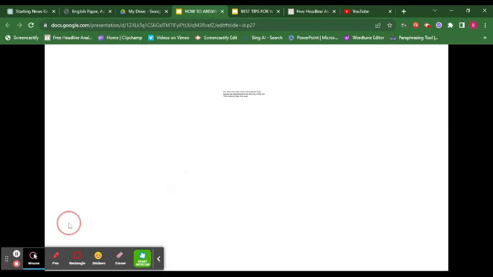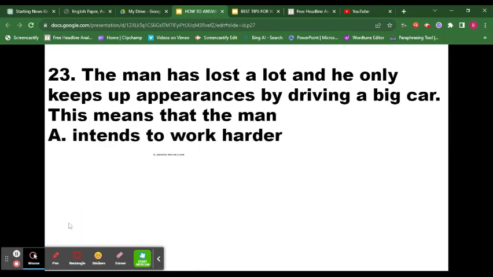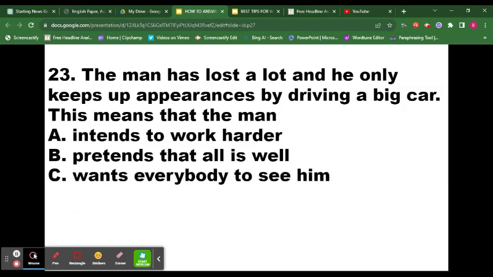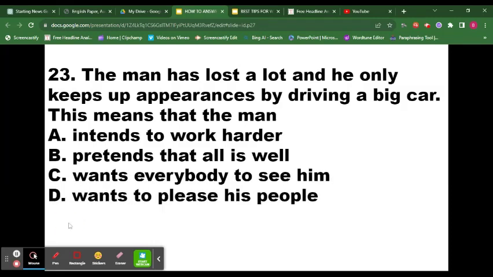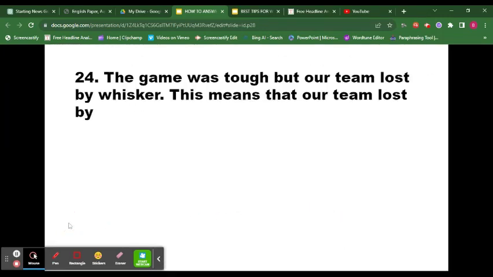Question number 23. The man has lost a lot and he only keeps up appearances by driving a big car. This means that the man, when you keep up appearances, you pretend to be what you are not. So A intends to work harder, B pretends that all is well, C wants everybody to see him, D wants to please his people. Of course, the answer is B, pretends that all is well. That's the correct option.